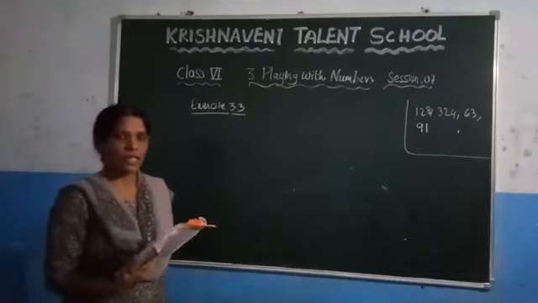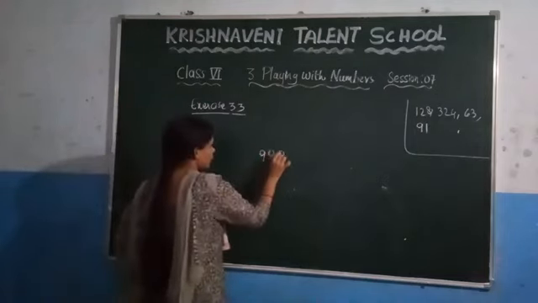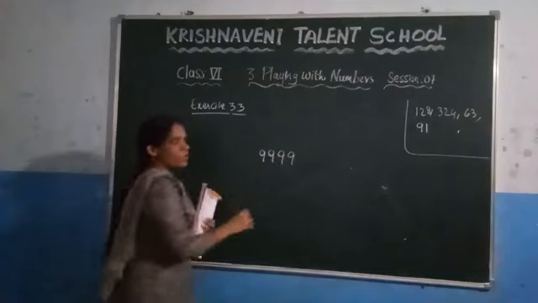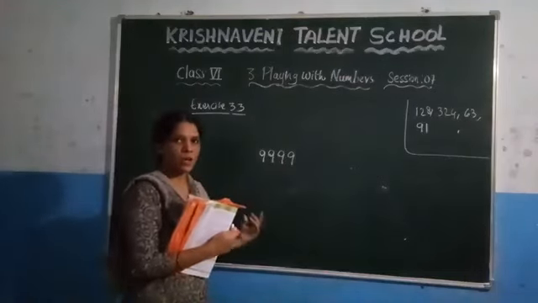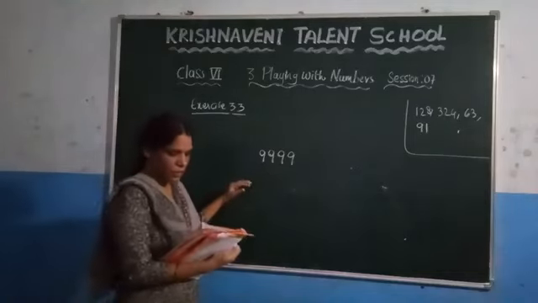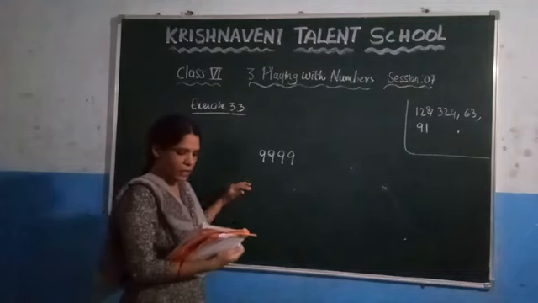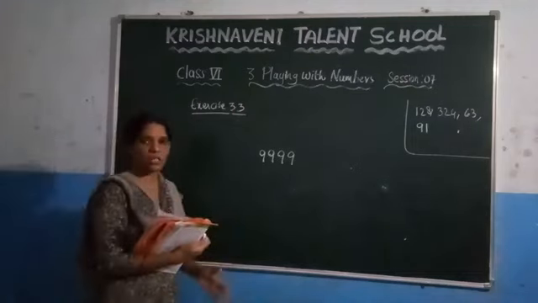You all know that the greatest 4-digit number is nothing but 9999. This is the greatest 4-digit number because if you are adding 1 to this number, you will get the smallest 5-digit number. So for this number you need to find the prime factors by using any of the methods, in the question they did not specify.